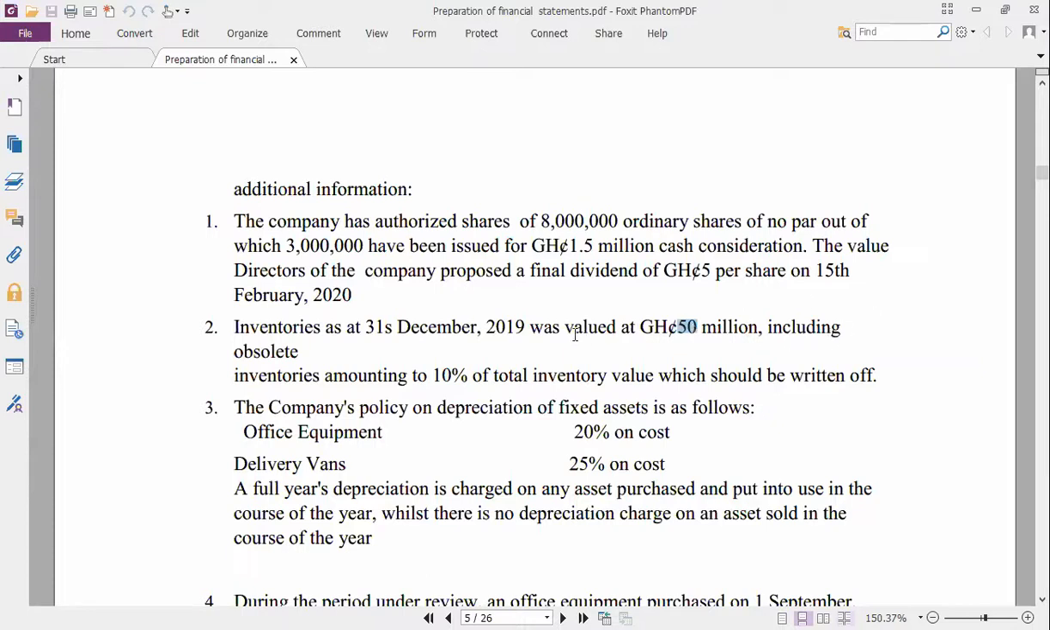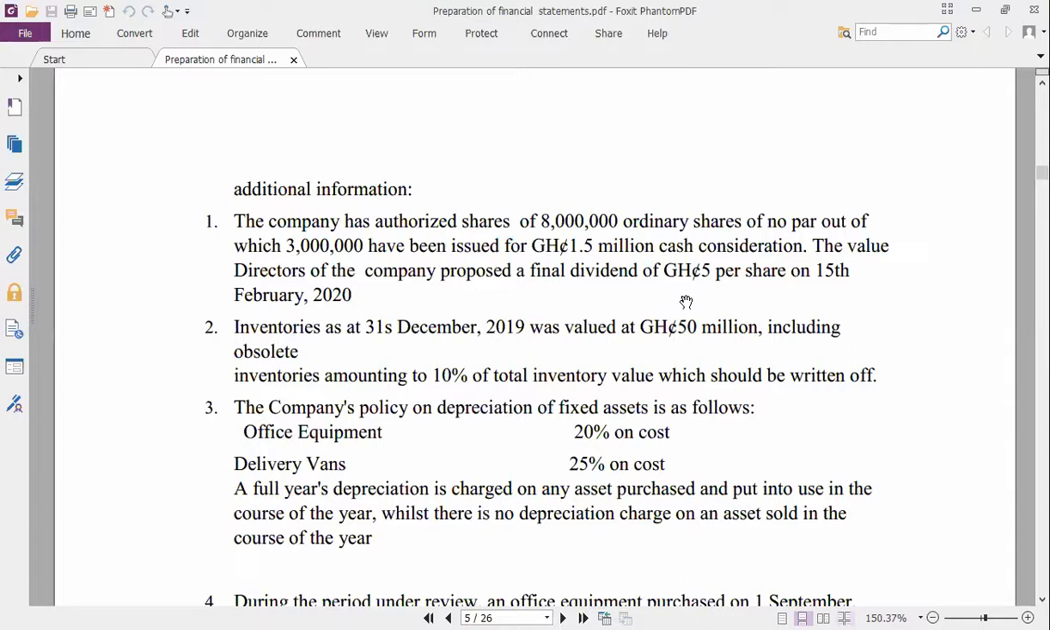Now let's continue the game. Including obsolete inventories amounting to 10% of the total value, which should be written off. For this, the examiner is very good. He has informed us that this figure includes some goods that are obsolete or out of date, which amount to 10% of the total inventory. What's the total inventory? 50 million. So 10% of 50 million is 5 million, which should be written off. So we have to write it off. After the write-off, the right inventory figure must be the NRV. So the right closing inventory figure must be after the write-off.